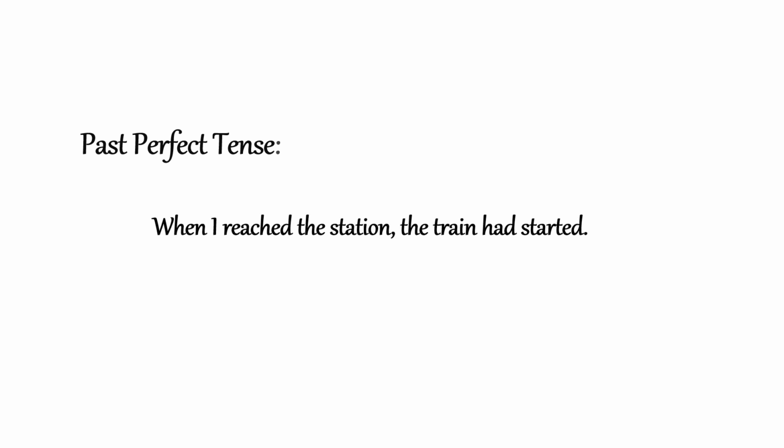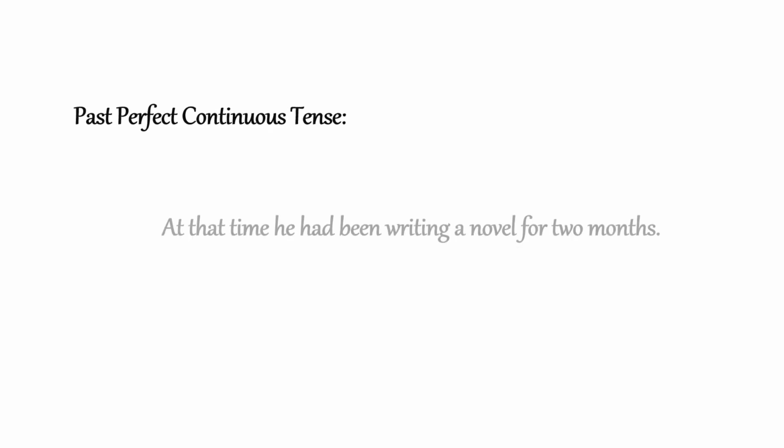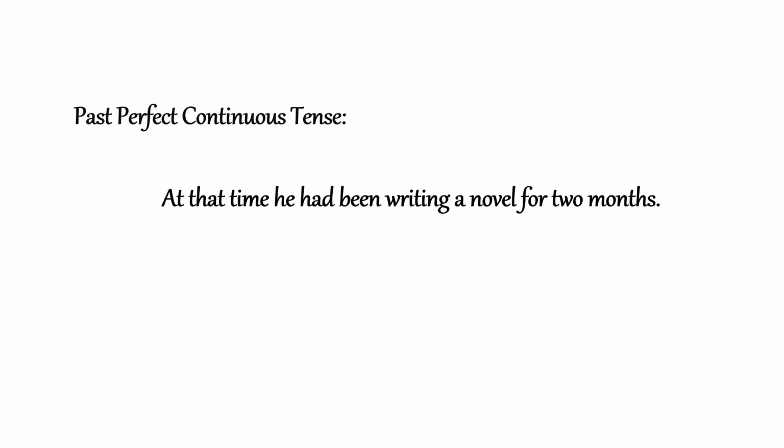We can use the past perfect to show the order of two past events. The past perfect shows the earlier action and the past simple shows the later action. Example, when I reached the station, the train had started. Past perfect continuous tense is used for an action that began before a certain point in the past and continued up to that time. Example, at that time he had been writing a novel for 2 months.